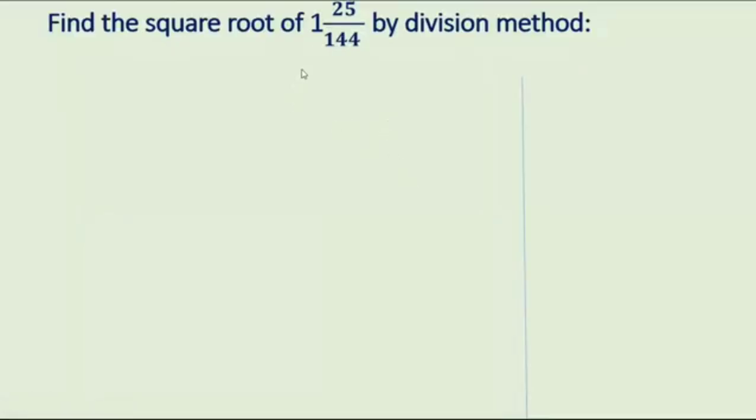Find the square root of one whole number 25 over 144. Now, how can we solve such type of question when mixed fraction is given to you? First, we have to convert the mixed fraction into improper fraction. Here, 144 into 1 is 144 plus 25. We get 169. In the numerator, we get 169 and in the denominator, there is 144.